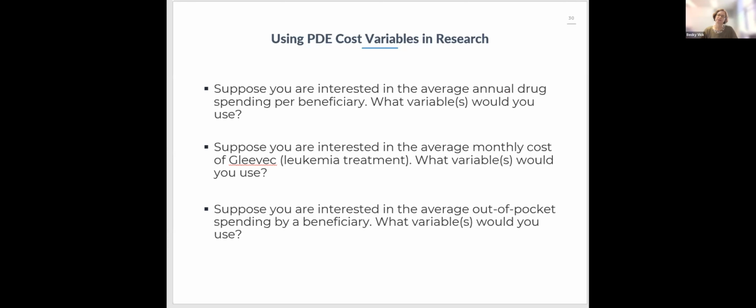What about if you're interested in the average out-of-pocket spending by beneficiary? What variables would you use? You could simply use the patient pay amount. I think some researchers include other true out-of-pocket variables, but I think it's common just to use simply the patient pay amount for that type of question.